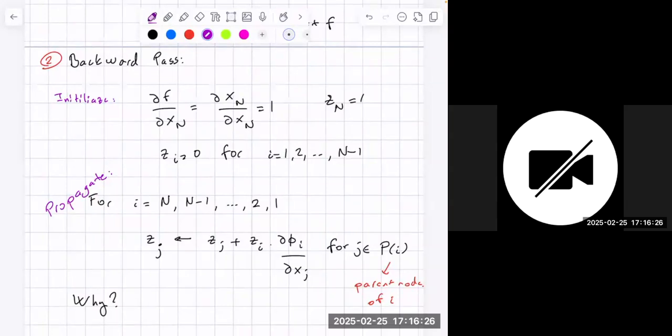You initialize the last derivative being 1. If I take derivative of something with respect to itself, of course, it's going to be 1. So you initialize the last zn to be 1. And then you initialize everything else as 0 at the beginning. These are derivatives, okay? Now we are going to go compute those gradients.